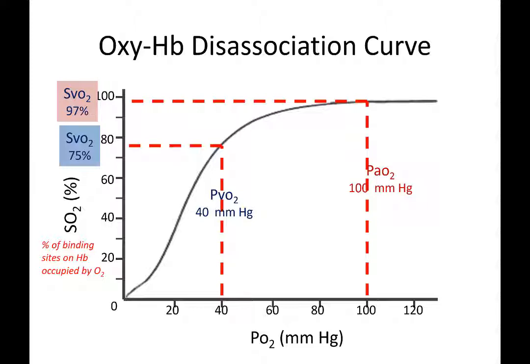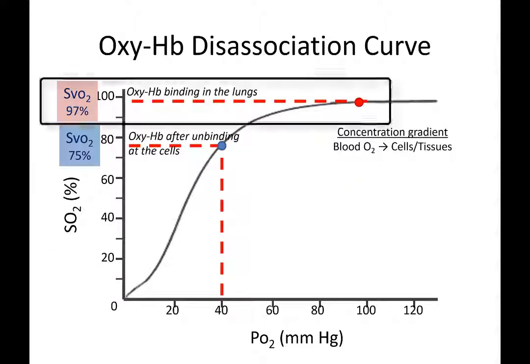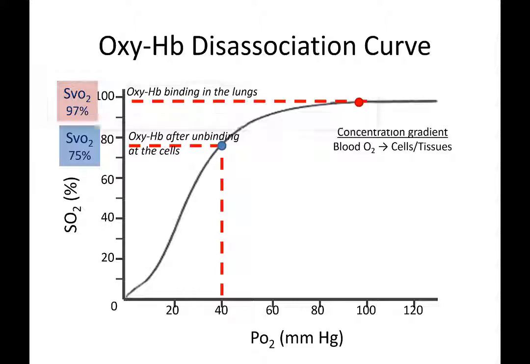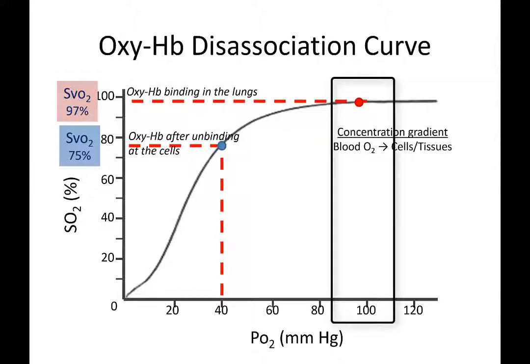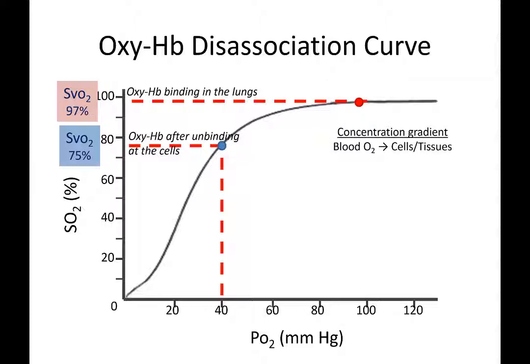So again, saturation is the percent of binding on hemoglobin that's occupied by oxygen. Think of it as how avidly hemoglobin is hanging on to oxygen. At the level of the lungs, at 104 millimeters of mercury, we get about 97% saturation of our hemoglobin. This is what's leaving the lungs, and what we're going to send out to the body.